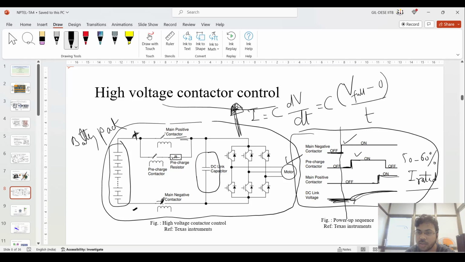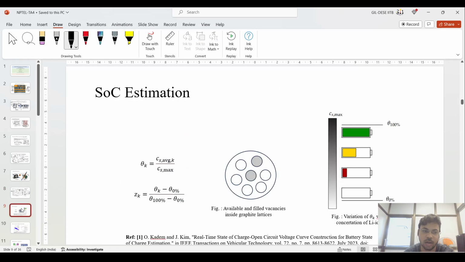And if you see this DC link voltage also, this is initially 0. Then after a few seconds it increases when the pre-charge contactor is closed. This reference I have taken from Texas Instruments, that a BMS also should take care of the high voltage contactor to control this high transient current also.